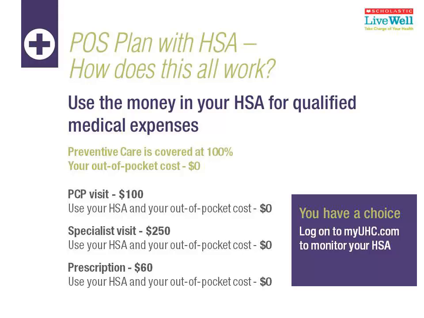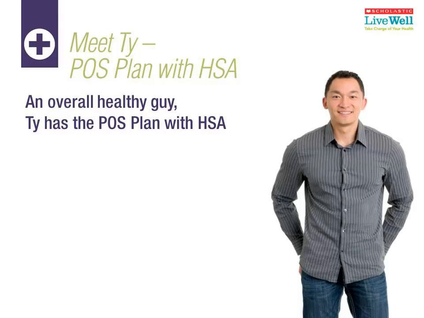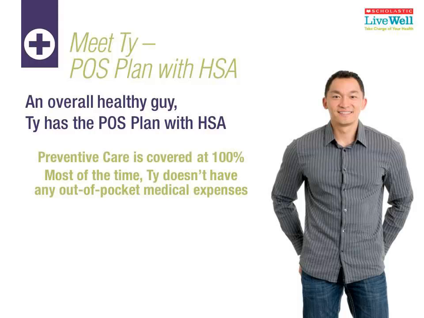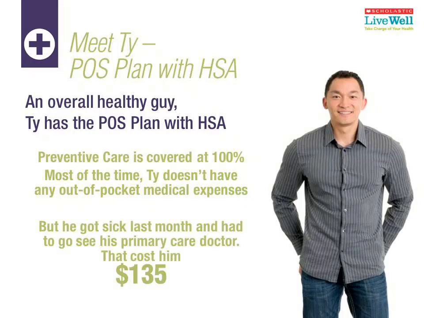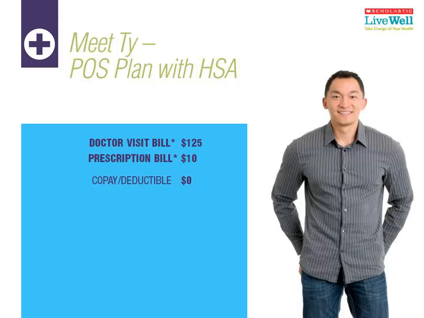To see how the POS plan with a health savings account can work for you, let's meet Ty, an overall healthy guy. Ty keeps in shape, monitors his health by going for his annual physical, and generally takes really good care of himself. Ty has the UHC POS plan with an HSA. His preventive care visits are covered at 100% in-network, so most of the time he doesn't have any out-of-pocket medical expenses. But when he got sick last month, his medical costs for his doctor visit and prescription medication came to $135. But Ty was able to use the money from his HSA for those expenses, so he still didn't have to pay anything out of pocket this year.